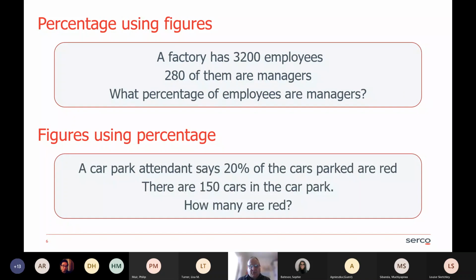20% of the cars are red, and there are 150 cars in total. So you basically need to work out what is 20% of 150. There are lots of different ways of working out percentages, and whatever way you use is absolutely fine. Either you're given a figure and you've got to work out what that is as a percentage, or you're given a percentage and asked what that is as a figure.